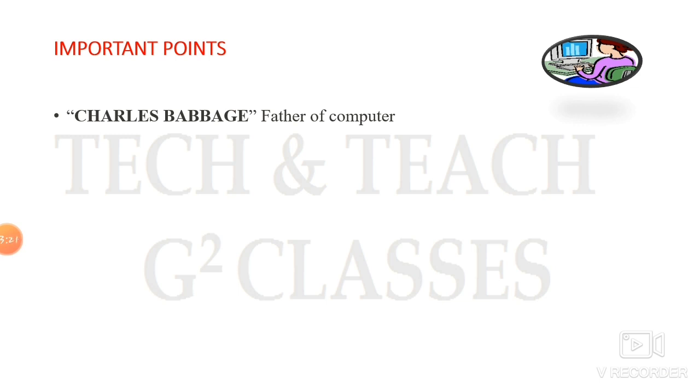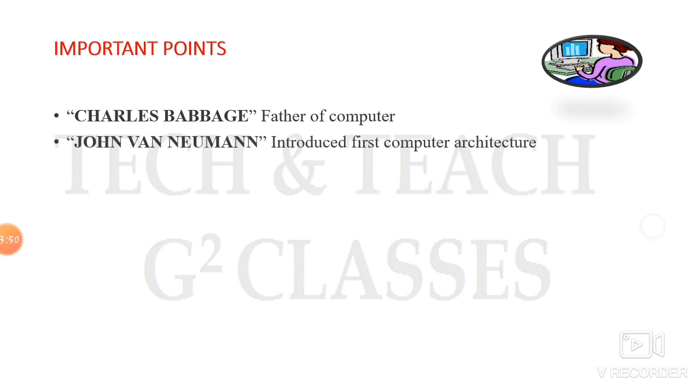Architecture: suppose you should design some computer or some model, you should have an architecture. Architecture is given by John von Neumann. The name I will repeat again: John von Neumann. And the modern father: who is the modern father of computer? This is a very important question; they will ask in examination. The modern father of computer is Alan Turing.